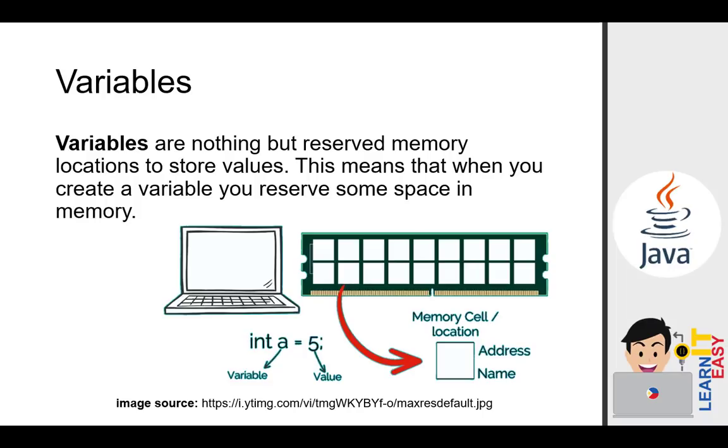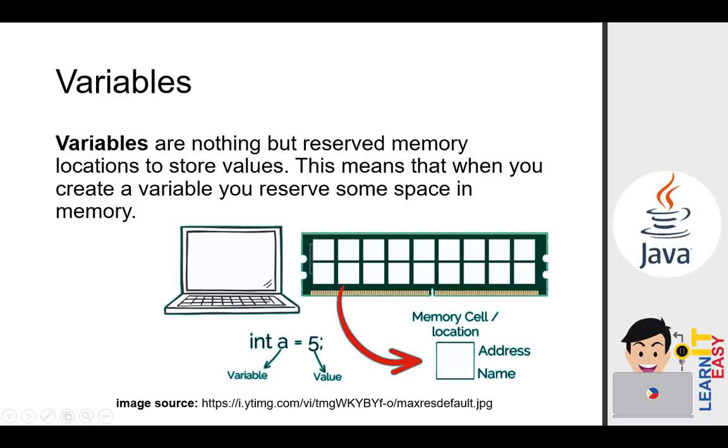Variables are nothing but reserved memory locations to store values. This means that when you create a variable, you reserve some space in the memory. So, as you know, meron tayong tinatawag na mga memory or RAM sa mga computer natin. And this RAM is used to store temporary data. O, kaya tinatawag natin siyang primary memory.